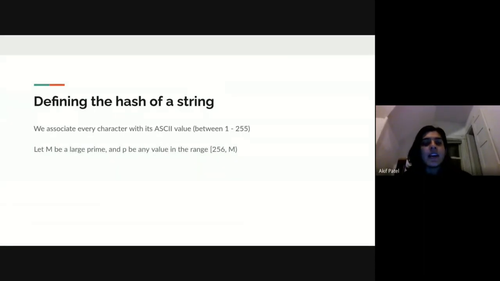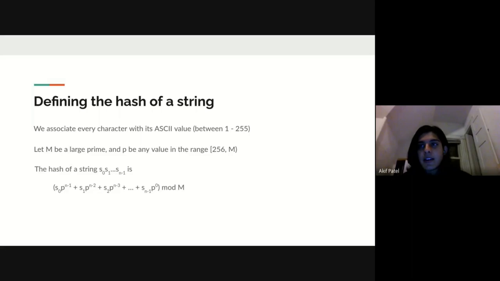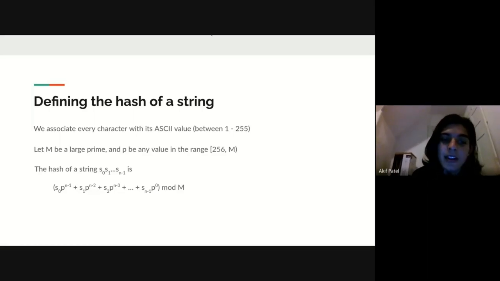Then let m be some large prime and p be any value in the range from 256, so above the max value that the string can have, up to m. You want to think about p as sort of like a base here, and m is just how we're doing the math. It's a modulus. So then in that case, the hash of some string, s_0 to s_{n-1}, is this polynomial written down here. What we're doing basically is we're just adding up all the characters, except each character gets multiplied by a different power of p.